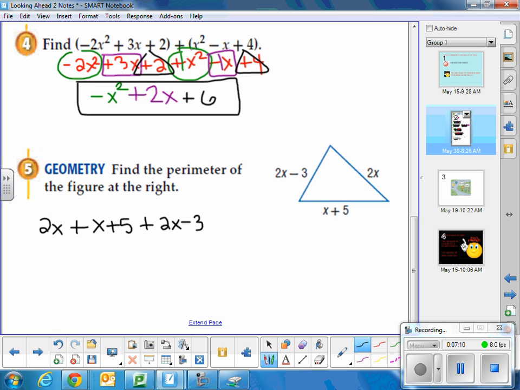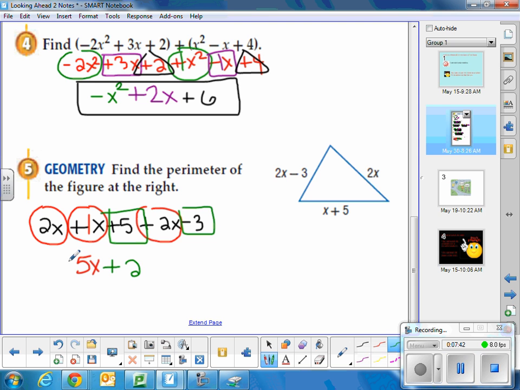Now we want to go through and combine like terms. We want to put the x terms together. I have a 2x, I have a positive 1x, and a positive 2x. 2x plus 1x plus another 2x, that's a total of 5x. And then our plus 5 and our negative 3. Positive 5 plus a negative 3 is a positive 2. So the perimeter of this triangle is 5x plus 2.